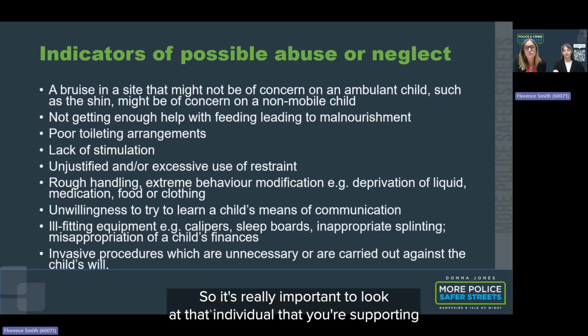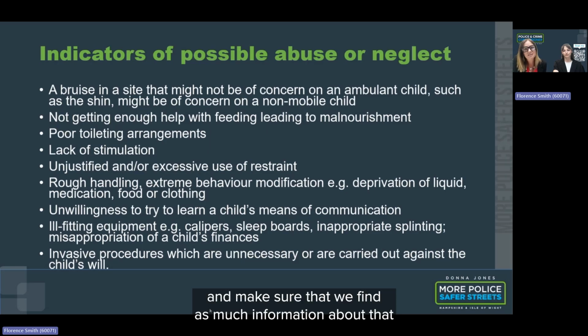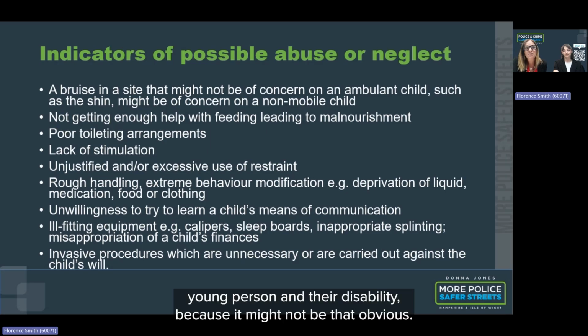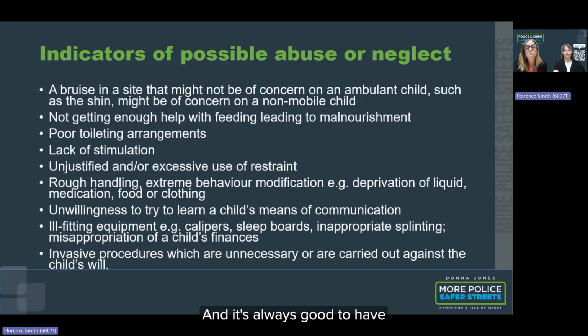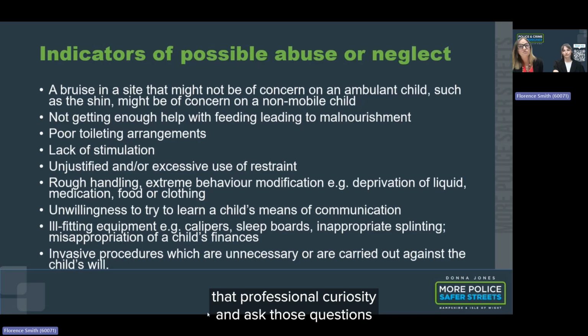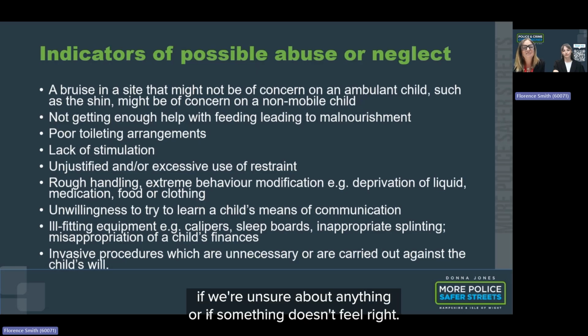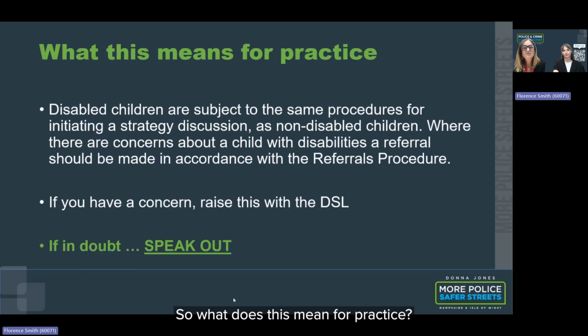So it's really important to look at that individual that you're supporting and make sure that we find as much information about that young person and their disability, because it might not be that obvious. And it's always good to have that professional curiosity and ask those questions if we're unsure about anything or if something doesn't feel right. So what does this mean for practice?